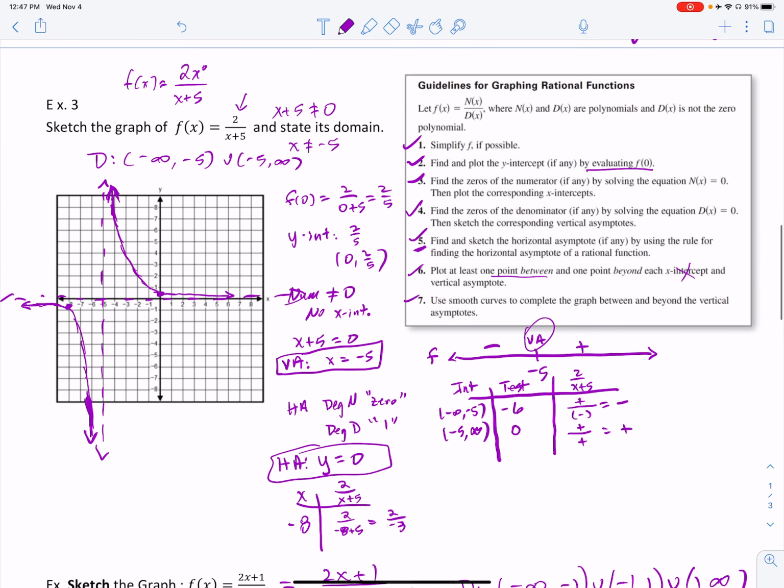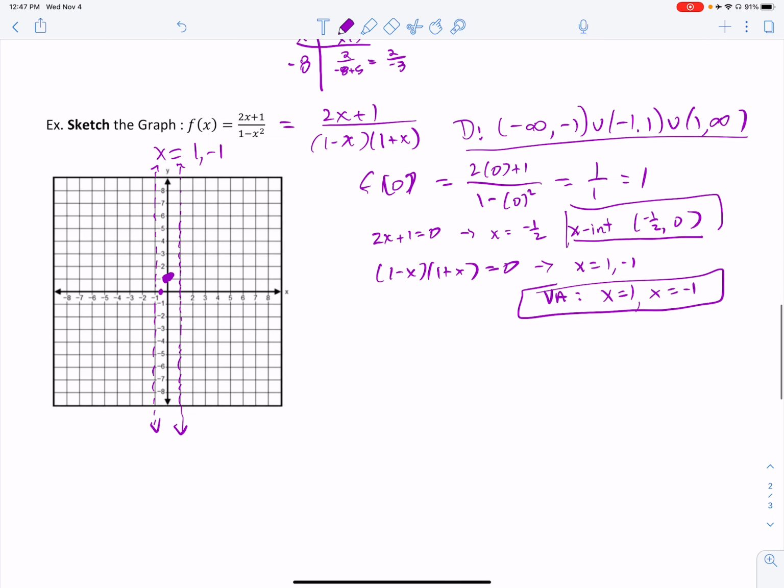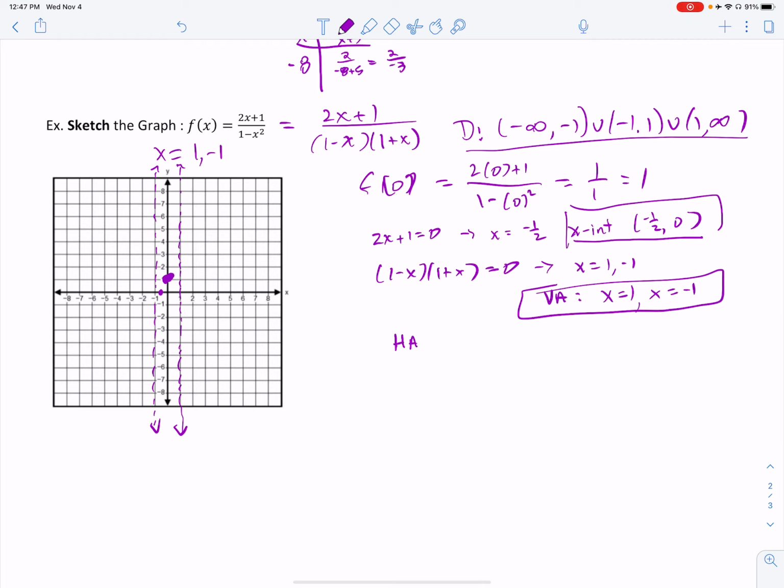And then after you find those vertical asymptotes, sketch horizontal asymptotes by using the rule. And for horizontal asymptotes, you need the degree of the numerator, and you need the degree of the denominator. And the degree of the numerator is 1, and the degree of the denominator is 2. It's a negative x squared. The highest power is your degree. And in this case, the degree of the numerator is smaller than the degree of the denominator. So the horizontal asymptote is y equals 0.